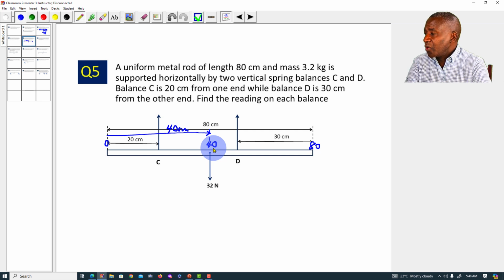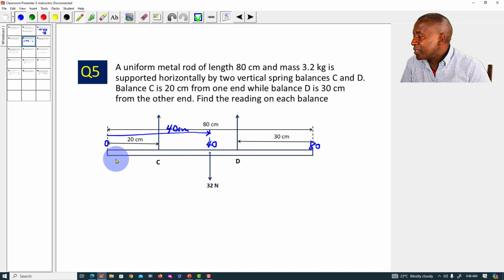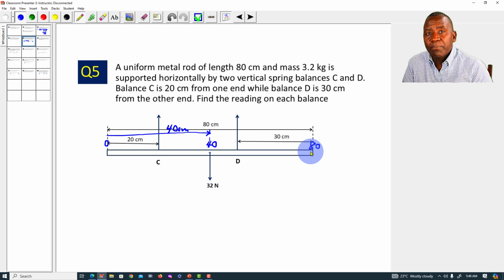But you are saying, let us take moments about this point. So, which would be the best point to take moments about? Would it be the 0 centimeter mark? Would it be the 20 centimeter mark? Would it be the 40 centimeter mark? The 50 centimeter mark? Or the 80 centimeter mark? Which is the best point to take moments?